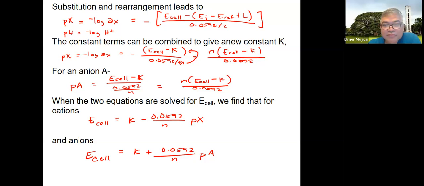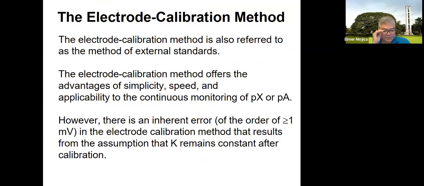Now, what's the problem with our electrode? From time to time, you need the electrode to be what? Calibrated. So the electrode calibration method is a method of external standards. The electrode calibration method offers the advantages of simplicity, speed, and applicability to the continuous monitoring of pX, for a cation, or pA, which is what we call an anion.